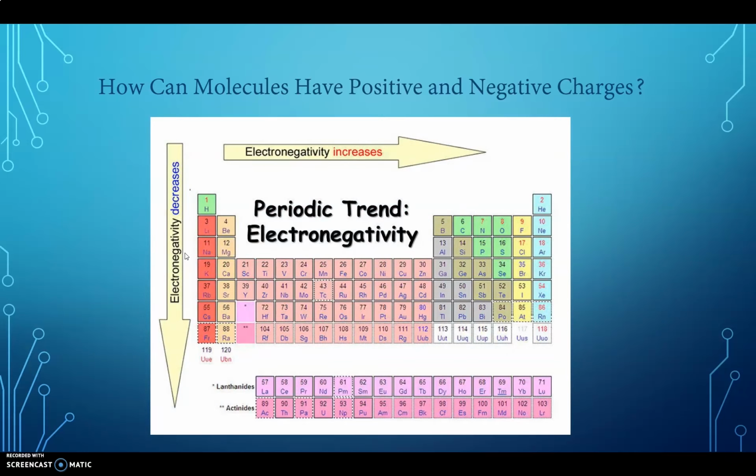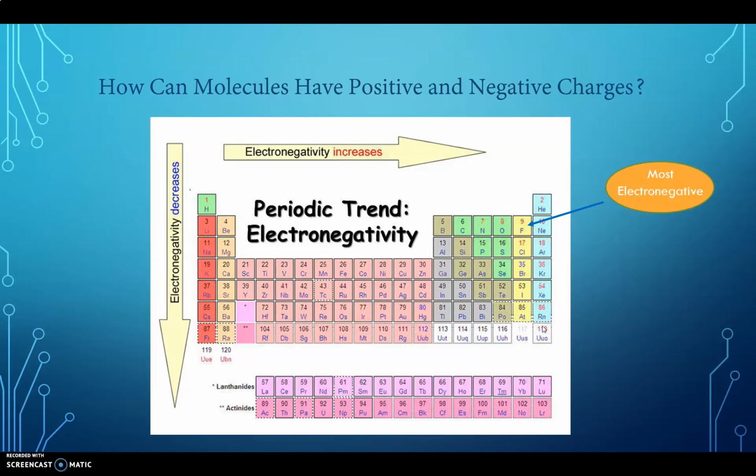We can gauge the electronegativity of elements by simply looking at their location on the periodic table. As you go down the table, electronegativity decreases. Therefore, of course, as you go up, it increases. As you go across the periodic table, electronegativity increases. So the most electronegative element on the periodic table turns out to be fluorine.